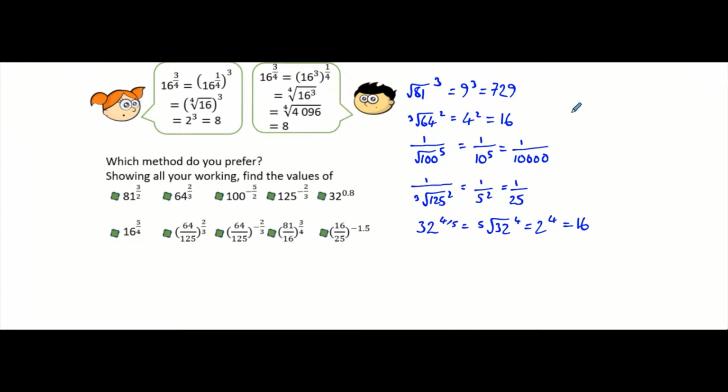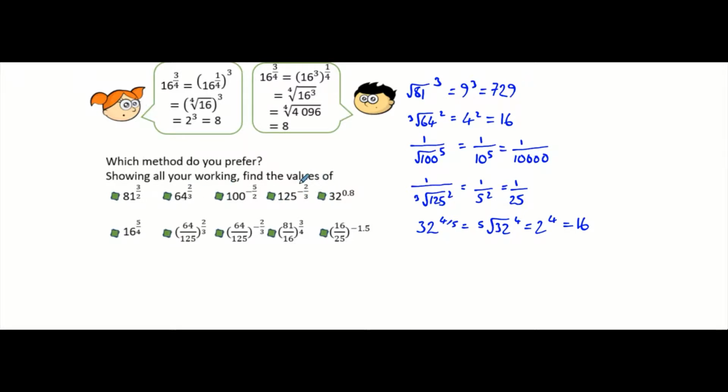So here are the answers for this first row. Just to go through a few of them. 81 to the power of 3 over 2. We could do 81 cubed, but that's going to be a big number. It's much easier to do the square root first. So the square root of 81 is 9, and then cube it, and 9 cubed is 729.